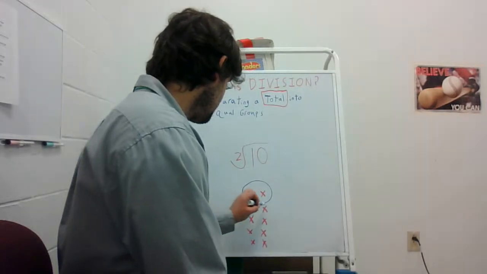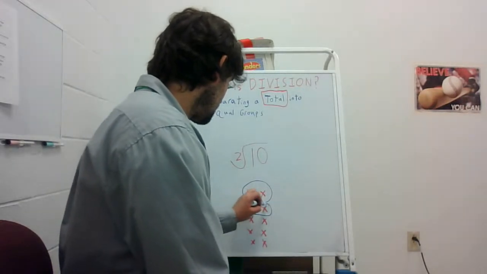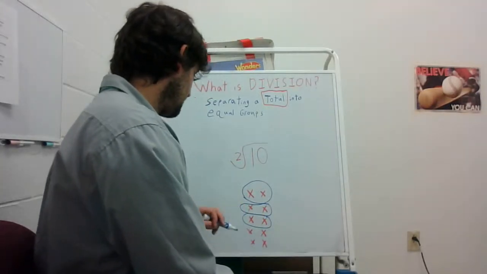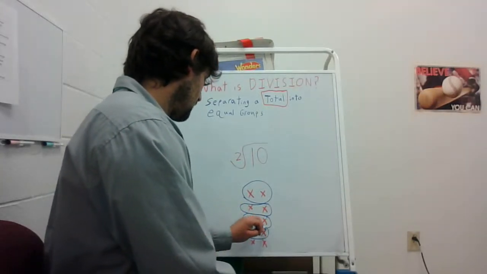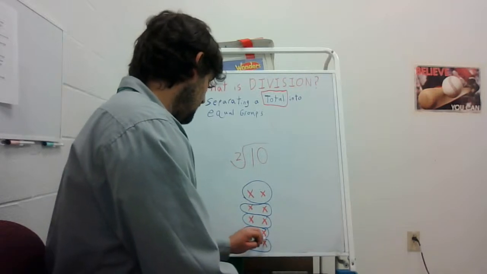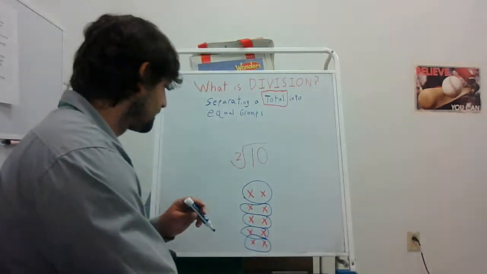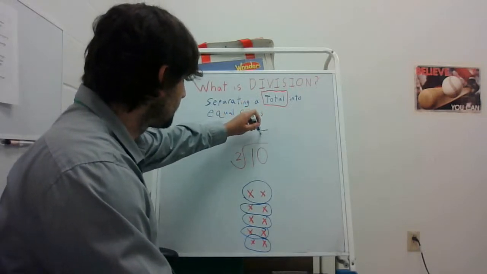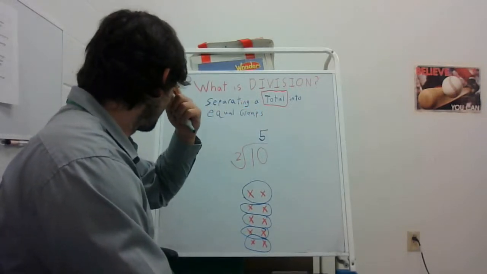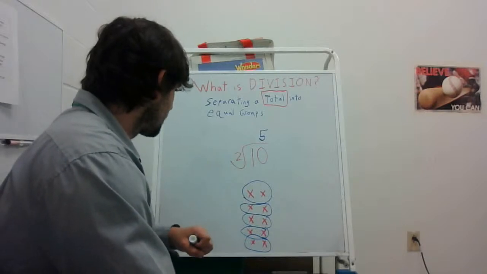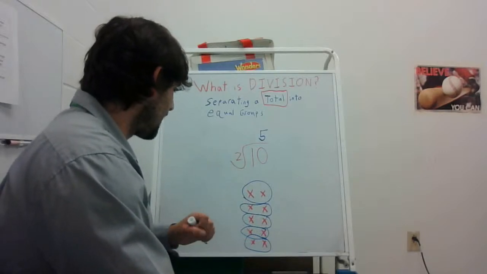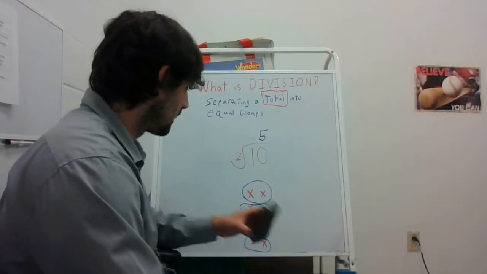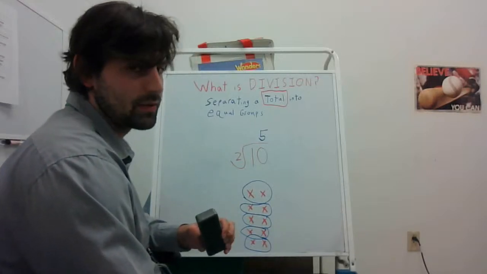So that's 1, 2, 3, 4, and 5. So 10 divided by 2 equals 5. We can divide, if we start with 10, we can divide it into 5 equal groups.